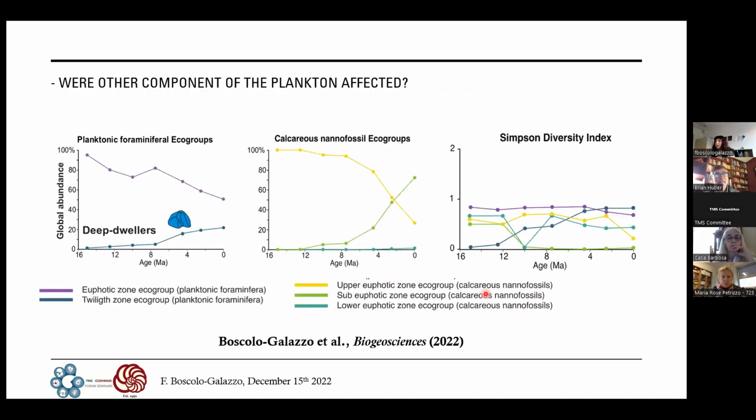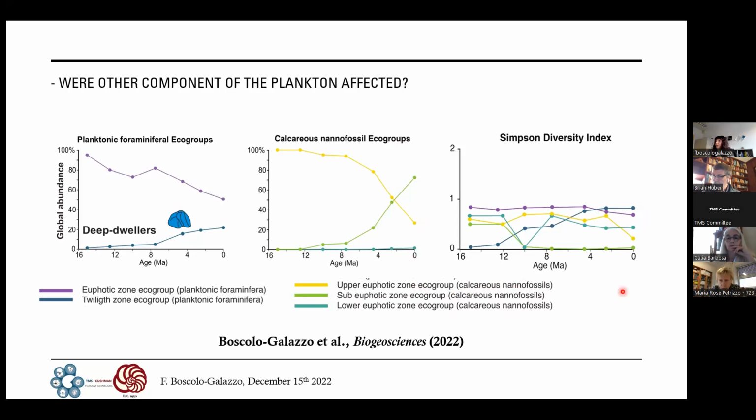Okay, let's have a look at some data now. Here I'm showing the percentage abundance for the planktonic foraminifera and calcareous nanofossil ecogroups. As you can see, the deep dwelling ecogroup in planktonic foraminifera gradually rises over time since the middle Miocene, from percentages close to 0 up to almost 20% of the assemblage. For the calcareous nanofossil group, this is the lower euphotic zone ecogroup, and as you can see, it's at almost 0 in the middle Miocene, and then it rises up to almost 80% of the assemblage in the modern. So a huge rise in the abundance of deep dwelling species for calcareous nanofossils as well.